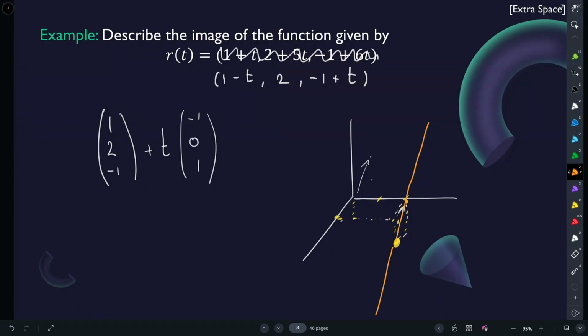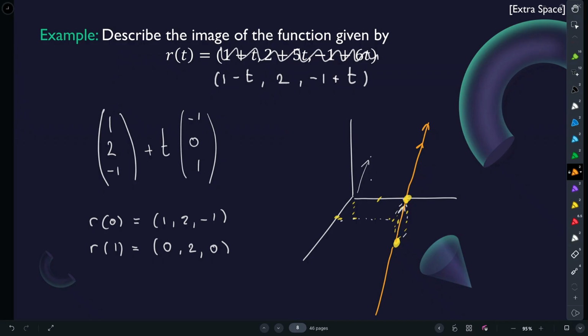And then you can see, you can compute numbers. If you want values at 0, I get 1, 2, minus 1. What is happening at time 1? At time 1, I get 0, 2, 0. And then you can see that that point, I did correctly, that point is in the line. So it starts below the xy plane and then goes to the xy plane and then continues like that. And sort of in the positive x direction is moving in that direction.